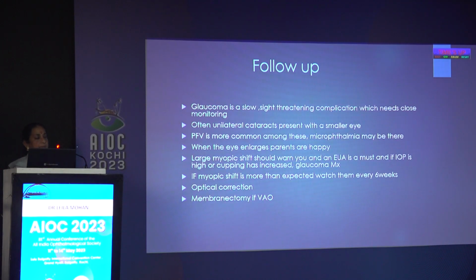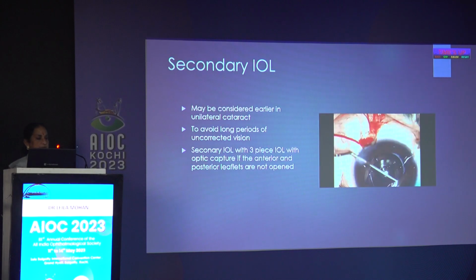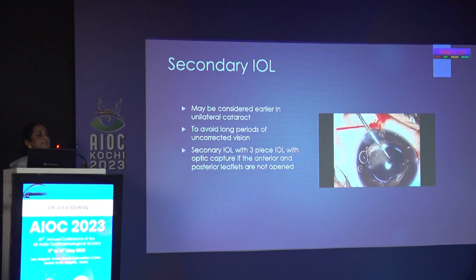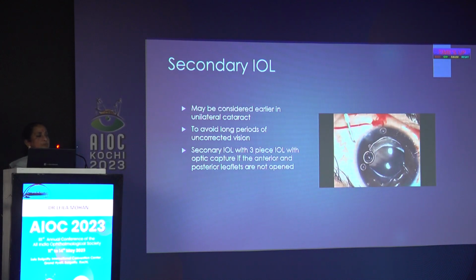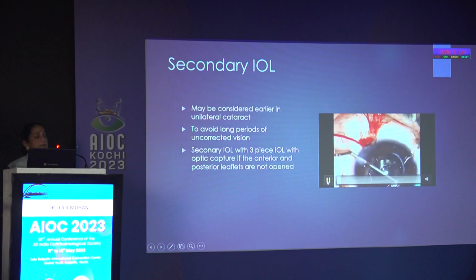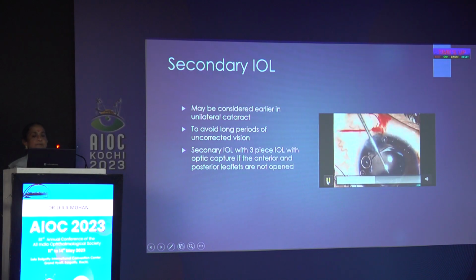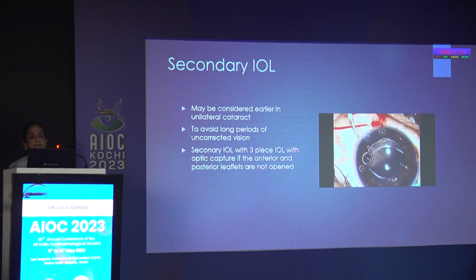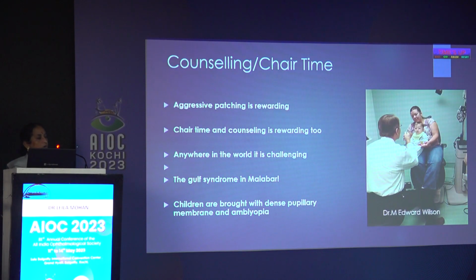And membranectomy when there is a visual axis opacification. Secondary IOLs can be done earlier in these cases. You don't have to wait till 3-4 years as you would do when it is a bilateral cataract. So it is better to do an early secondary IOL, and always better to capture it posteriorly. Here you can see the fibrotic PPC, PC opening, and a 3-piece IOL has been implanted. And as all have pointed out, surgery is only the beginning.